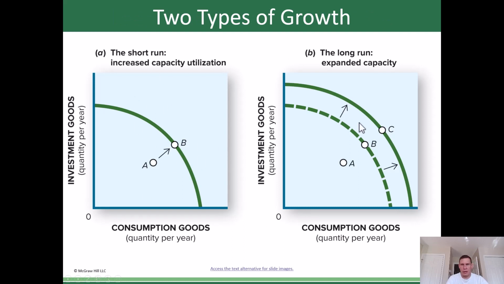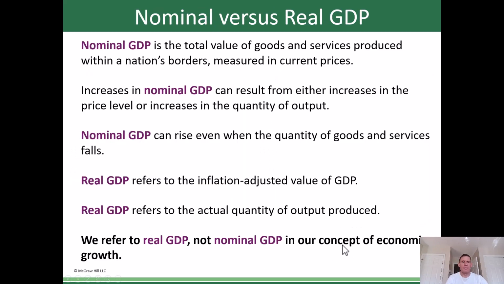We can see here the two types of growth. We've got short run on the left, long run on the right. Plotted on the y-axis is investment goods, plotted on the x-axis is consumption goods. If you think about A as where we are, B is where we want to be in the short term. In the long run, B is where we want to get to now, but we really want to push that out to the right-hand side. So we basically want to increase that, and if we do that, we can increase GDP.